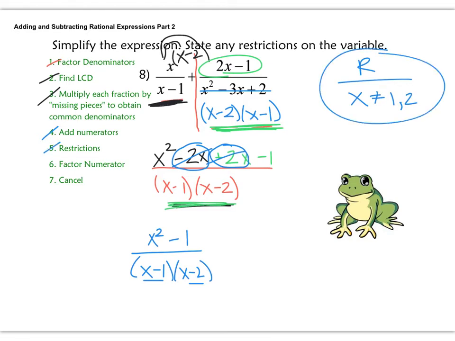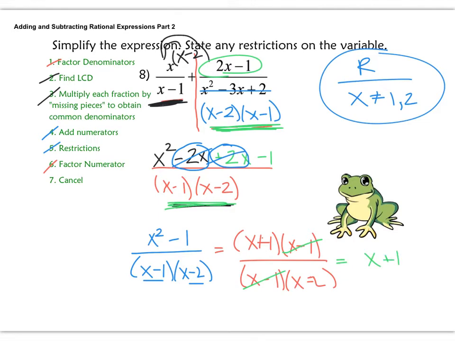Factor numerator. That is my favorite on the top. That's x plus 1 and x minus 1 over x minus 1, x minus 2. Oops. There we go. And step 7, cancel. Yay, finally something cancels. See the x minus 1 on top, x minus 1 on the bottom. So we have x plus 1 on top and x minus 2 on the bottom.